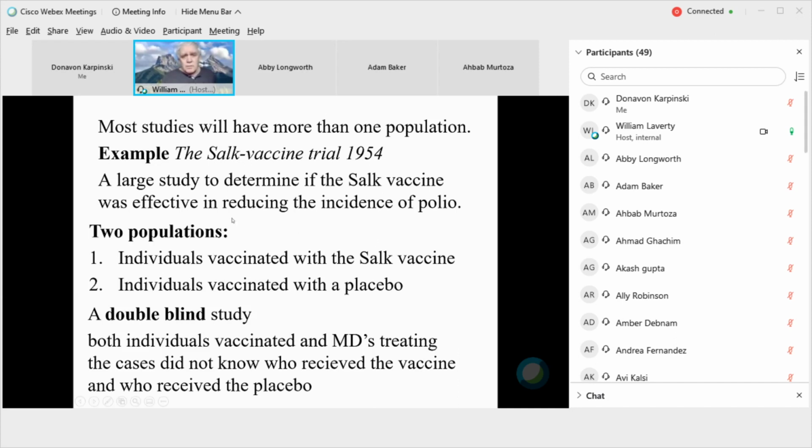Here's probably one of the biggest experiments ever. It was the Salk vaccine trials in 1954. This was a vaccine that would reduce the incidence of polio. Polio was a devastating disease for both young adults and older individuals. There were two populations. One was given the vaccine, the other one given the placebo, so something that wouldn't have an effect. And one wanted to compare these two populations.